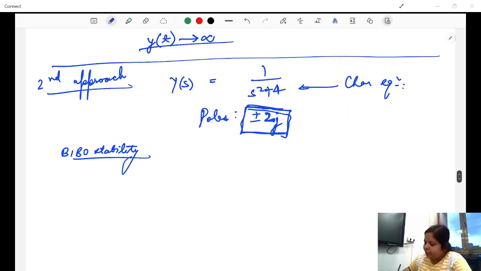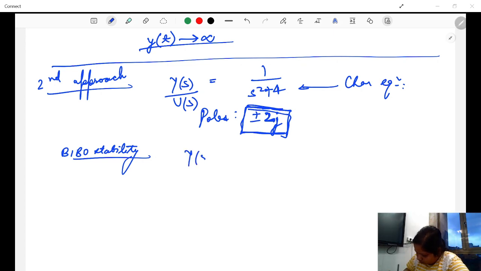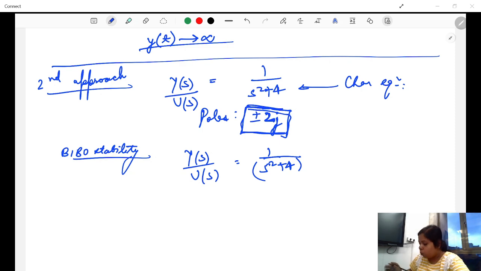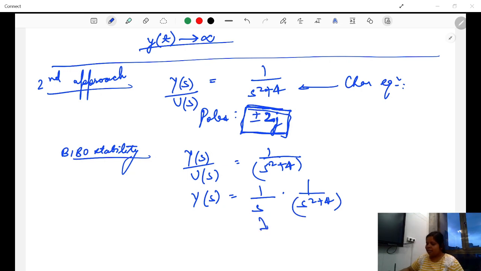See, here your Y upon U was this thing, 1 upon s square plus 4. Okay. This was already the root of your equation. Now what you did, when you said 1 upon s into 1 upon s square plus 4, you are basically introducing a pole at s is equal to 0.